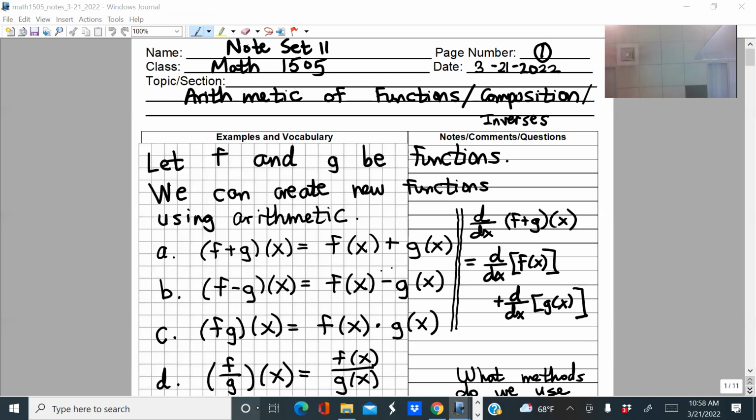All right. So the way we really use arithmetic of functions is sort of opposite of the way it's being presented in the notes. We don't usually take two functions and add them together, for instance. Instead, we take one function and see if we can break it up as the sum or some other arithmetic operation of two simpler functions. That's usually what happens in calculus.